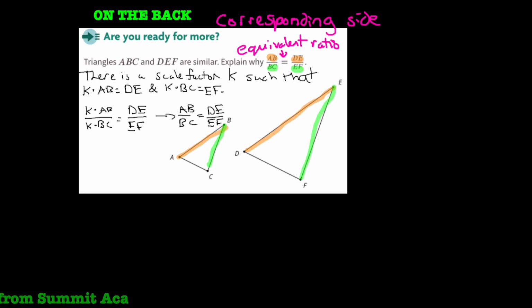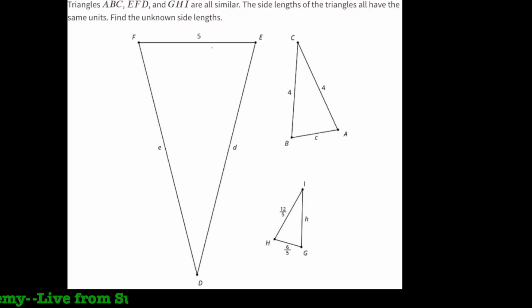Make sure you're taking your time with this. You're just saying our equivalent ratios, our equivalent fractions, are these side lengths. Make sure you can ask questions if you need to. And then the last part on this page, it says triangles ABC, EFD, and GHI are all similar. So it gives us that fact.